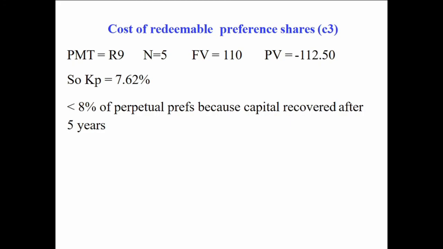So if we want to calculate the cost of preference shares, we will do that by using our financial calculator. We can see that the payment is going to be 9 Rand, which is the preference dividend. It is for a period of 5 years, and it will be redeemed at 110 Rand after 5 years. The present value net of issue costs is 112 Rand and 50 cents. So if we calculate the cost of preference shares in this situation, it is 7.62%.